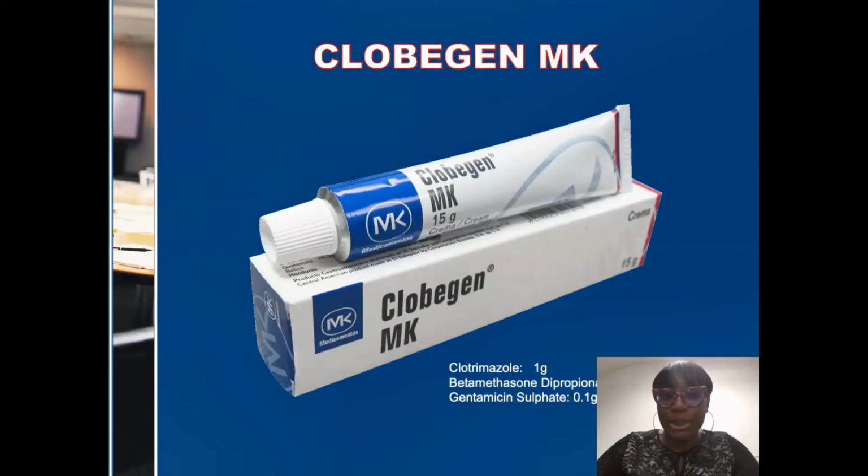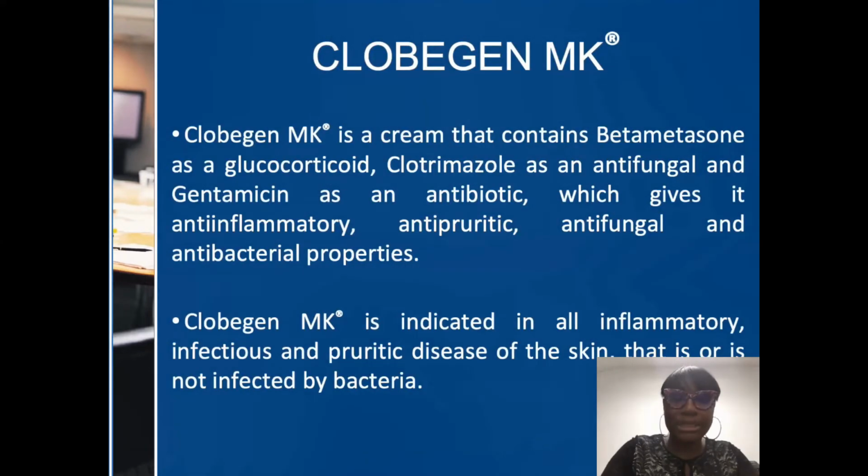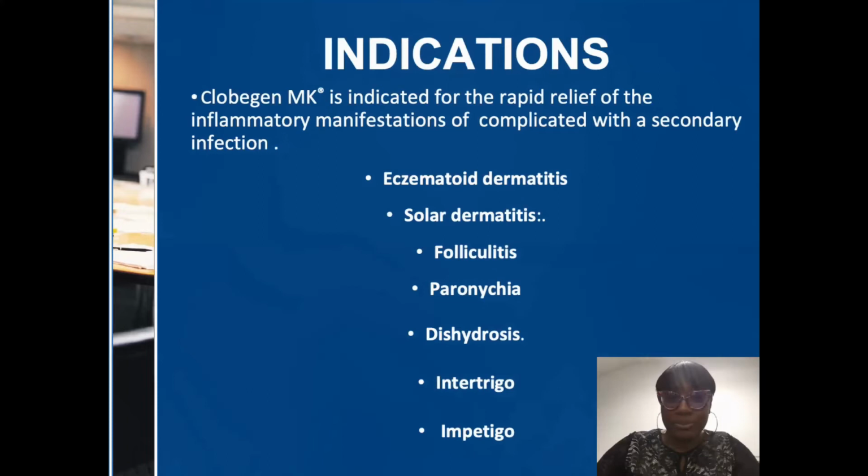Firstly, let's look at Clobigen Mk. Clobigen Mk is our triple ingredient combination product. The name is an acronym for the 3 ingredients it contains. It contains clotrimazole, betamethasone, and gentamicin. It is indicated for eczematic dermatitis, solar dermatitis, folliculitis, paronychia, dihydrosis, intertrigo, impetigo.